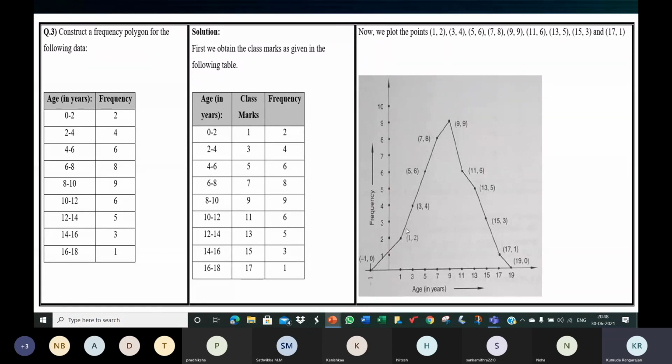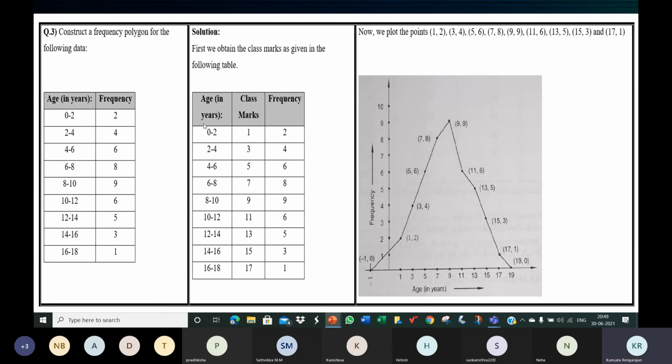But we need to complete the polygon. It's a frequency polygon. A polygon is a closed figure made up of line segments. So we need to close it with respect to the x-axis. So we take the class interval prior to this one, minus 2 to 0, and one after this one, 18 to 20. Now just use a pencil and write minus 2 to 0 above this one, and 18 to 20 after this one. Write that.